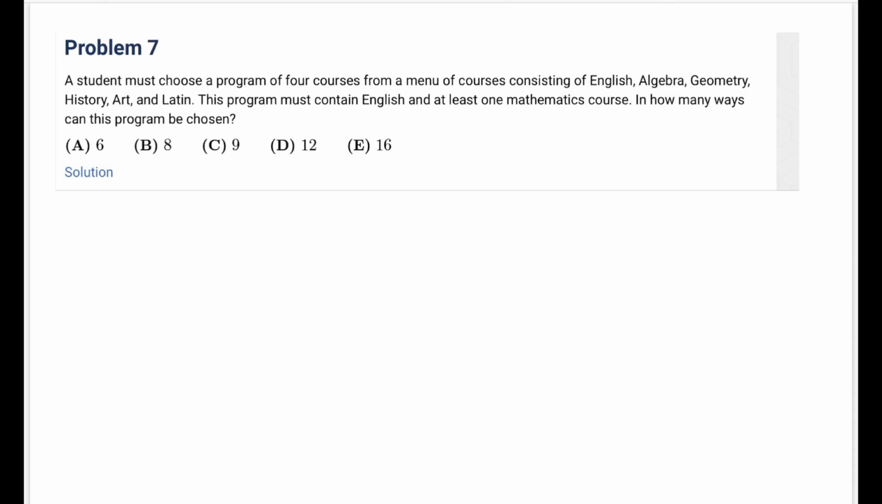Number 7, a student must choose a program of 4 courses from a menu of courses consisting of English, algebra, geometry, history, art, and Latin. The program must contain English and at least 1 mathematics course. In how many ways can this program be chosen? Okay, so if we take out English, algebra, and geometry, then we get these 3 left: history, art, and Latin.